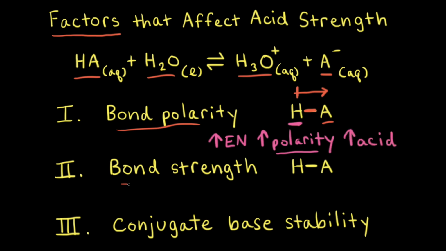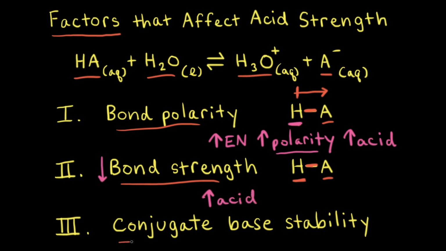Next, let's think about the factor of bond strength, and let's consider the strength of the bond between H and A. The weaker the bond, the more easily the proton is donated. Therefore, in general, a decrease in the bond strength means an increase in the strength of the acid.